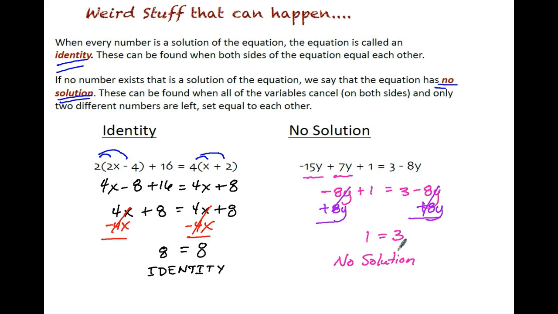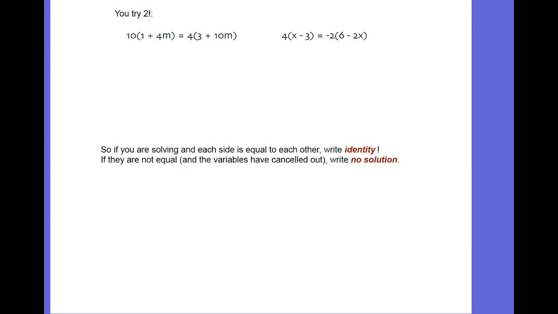Okay? No solution means that none of the numbers, not the 1 nor the 3 or any other number, would work to make these two equations the same. So no solution means any number that you plug in for y on this example, or the variable, does not make them equal. Identity means that whatever number you plug in would make them equal. In both cases, the x's cancel, or in this case the y's on the example over here where there's no solution cancel, and you can't solve it. You end up with numbers. So that's what it is. So go ahead and try these on your own.